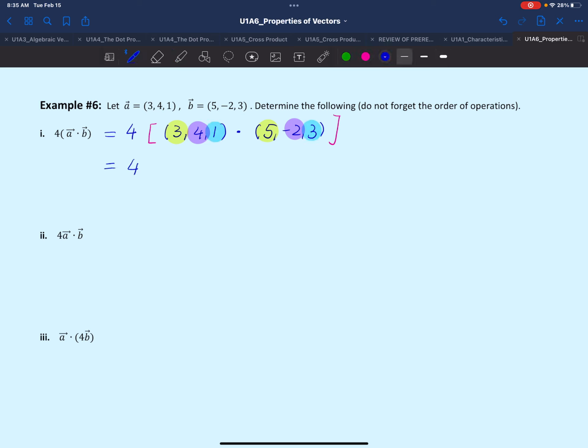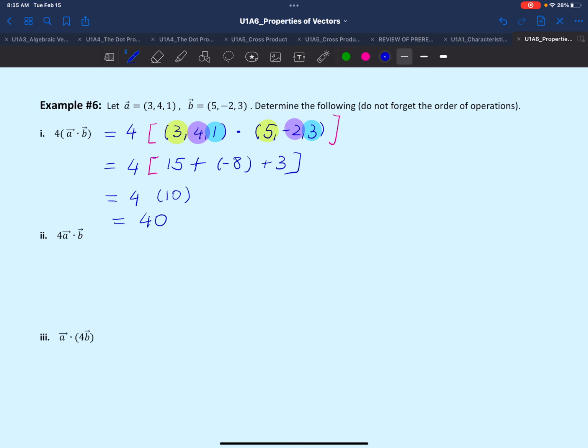So that means that we'll have 3 times 5, which is 15, plus 4 times negative 2, which is negative 8, and 1 times 3, which is 3. Now, negative 8 plus 3 is negative 5, plus 15 is 10. And 4 times 10 equals 40.